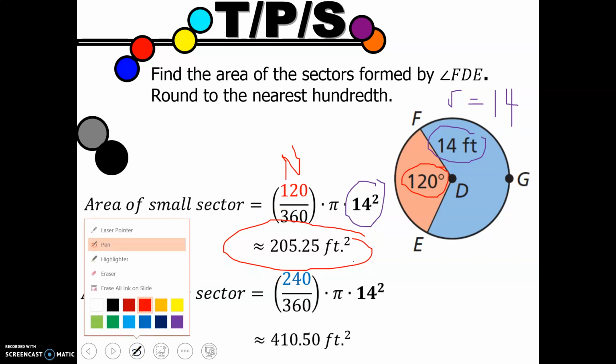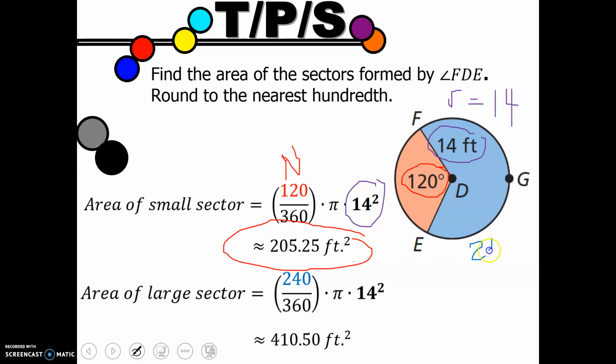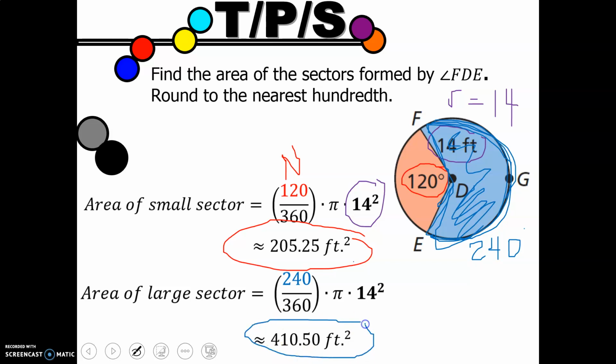All right, now for the large sector, remember this is like a weird slice of pizza because it goes this way. This slice that looks like Pac-Man has a 240 degree arc, and you divide that by 360 and multiply by pi times 14 squared, and your answer will be approximately 410.50 square feet. Remember, a sector is an area. Leave it with square units.